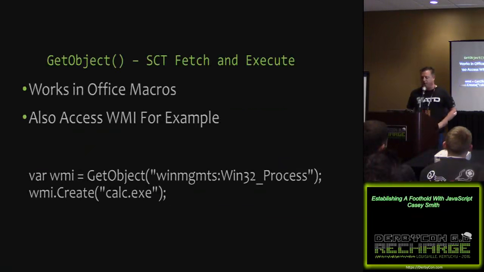All right. I mentioned this function briefly already, GetObject. This works in Office macros as well as in HTA files or on the command line. You can also use JavaScript or JScript to invoke WMI commands. So you could call Win32_Process Create. Here's just an example of using GetObject to do that, using the appropriate scheme to call into the WMI component.